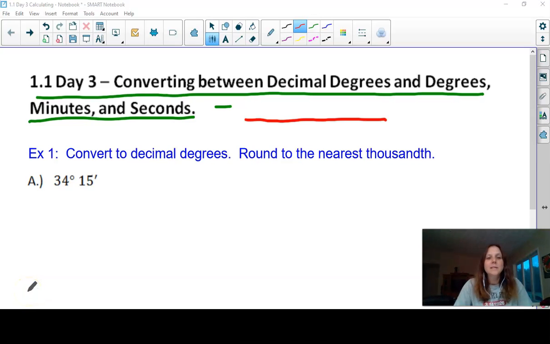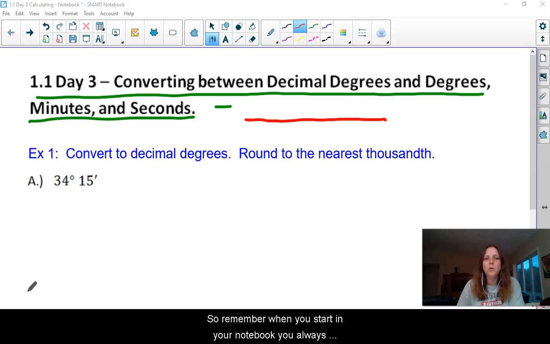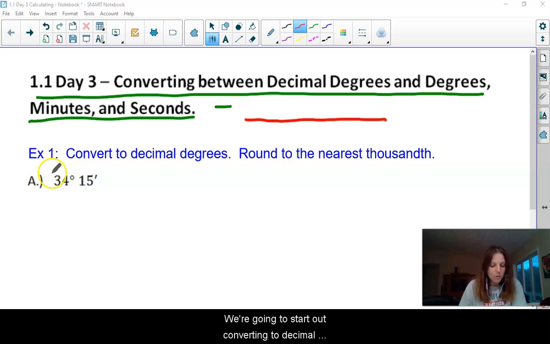Hello everybody. Today's lesson is talking about converting between decimal degrees and degrees, minutes, and seconds. So remember, when you start in your notebook, you always want to write down the title. As you can see, I have it underlined here, and then put in the date. Also, go ahead and write down example 1, including the directions. We're going to start out converting to decimal degrees.